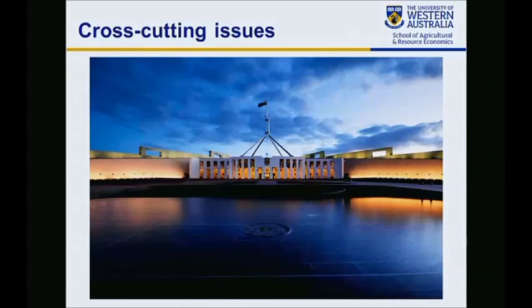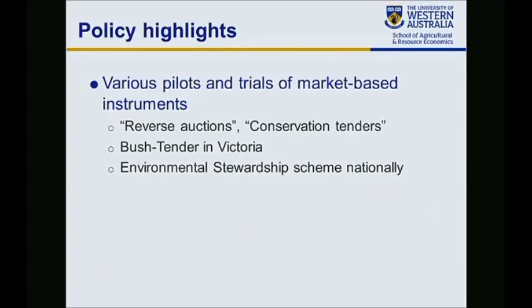All right, I'll try and get to the end quickly so we can have a bit of discussion. Some cross-cutting issues. And I think the policy highlight that stands out here is around market-based instruments, particularly reverse auctions or conservation tenders, which are my two different terms for the same thing. And the sort of famous examples, BushTender in Victoria, with a number of other examples that followed after that, and the National Environmental Stewardship Scheme.